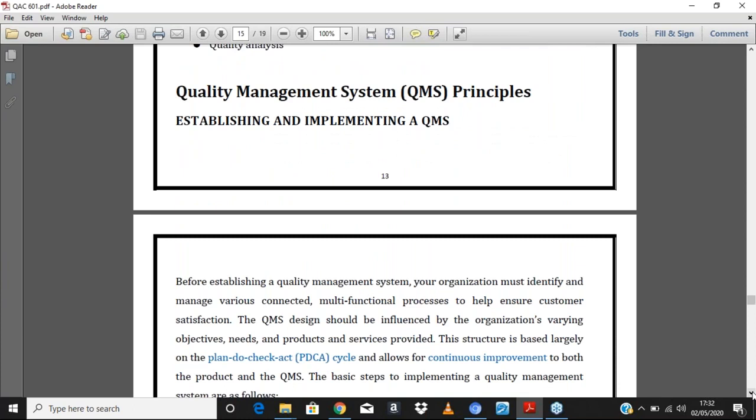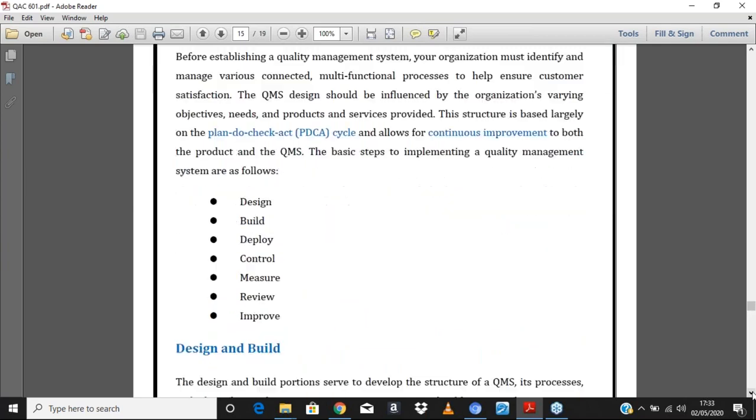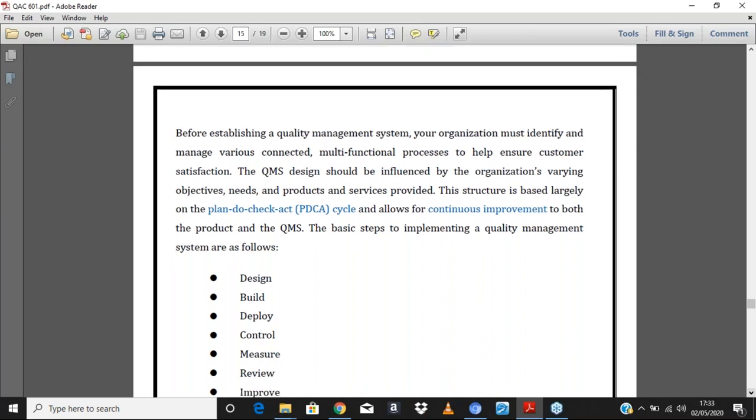Okay, so how do I implement, how do I achieve, how do I bring the quality management system we have been referring to all day into my organization and into my work? How do I implement and bring about a good quality management system is what we want to look at. Before establishing a good quality management system, the organization must identify and manage various connected multifunctional processes to help your customer satisfaction. This is commonly viewed and called the PDCA cycle, which is plan, do, check, and act. That helps for continuous improvement.